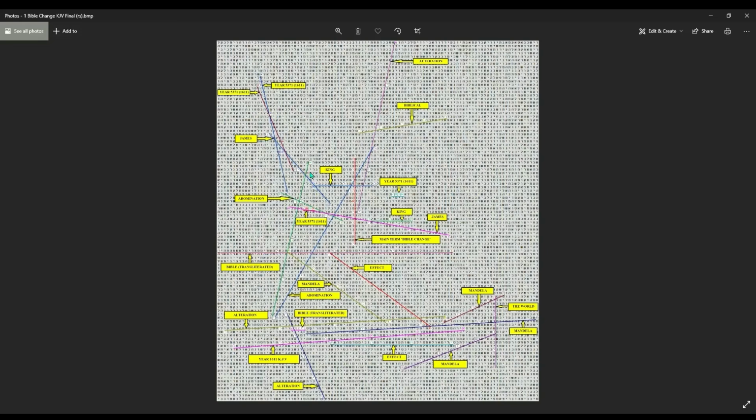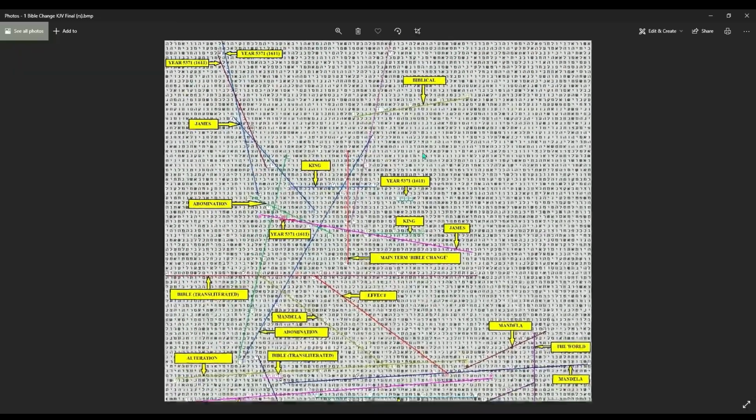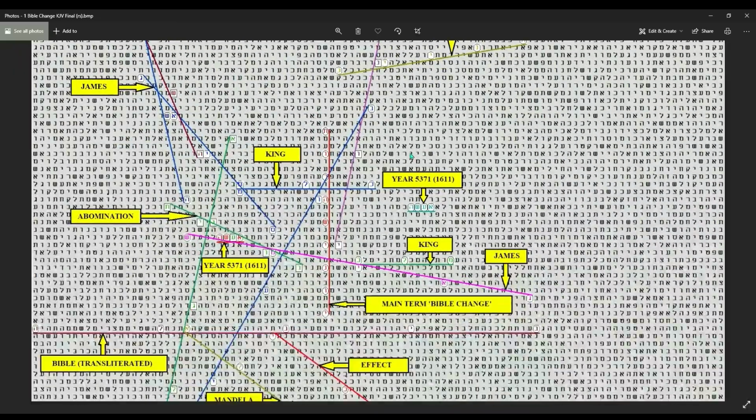So 26 terms in this portion, all to do with the King James. Without further ado, let's have a little look. First thing I want you to notice is the main term, Bible change. Either side we have the year 1611.